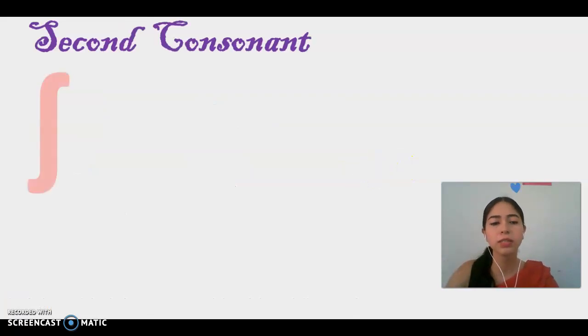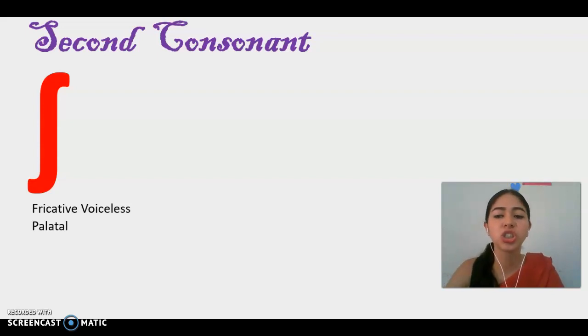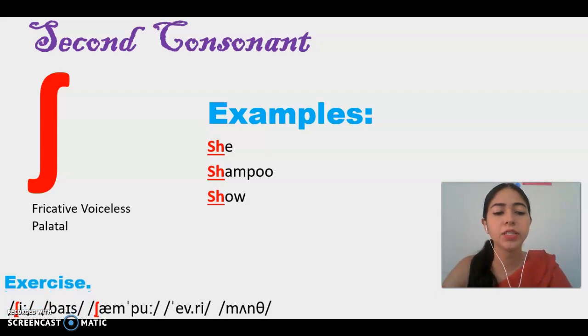Second consonant symbol. It is the symbol. It is a fricative, voiceless, and palatal. The correct pronunciation of this consonant symbol is sh, sh, sh. Some examples are she, shampoo, and show. An exercise is: she buys shampoo every month.